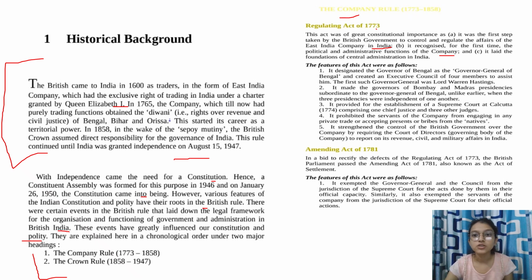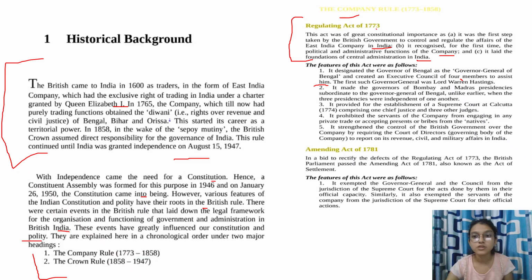It laid the foundation of central administration in India. That's why it has a kind of importance in the history of Indian constitution. Then we have some features of this act. The features of this act were as follows. It designated the governor of Bengal as the governor general of Bengal and created an executive council of 4 members to assist him. So he was given 4 members to give him assistance.